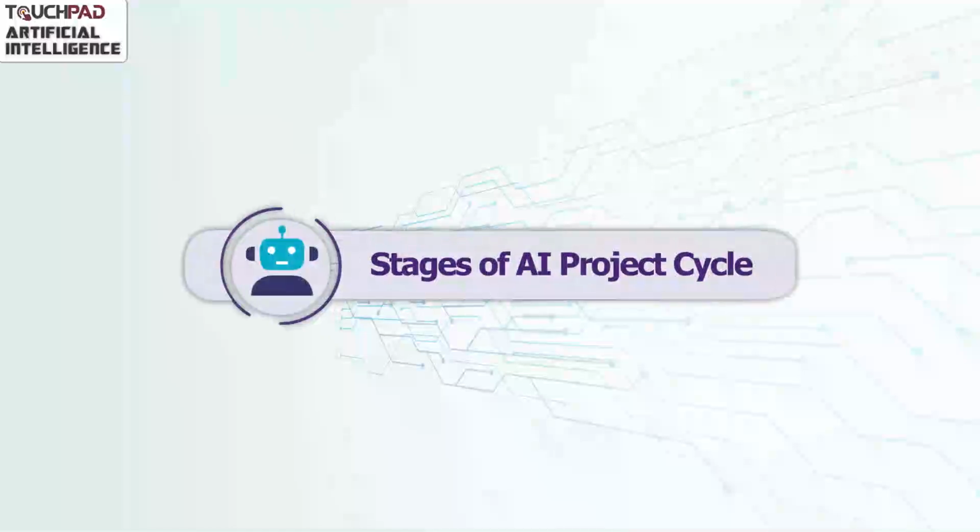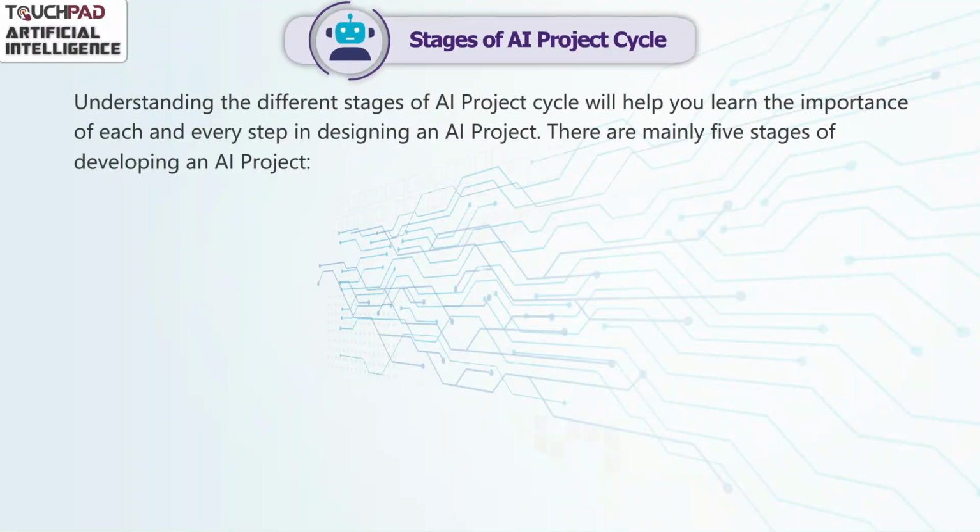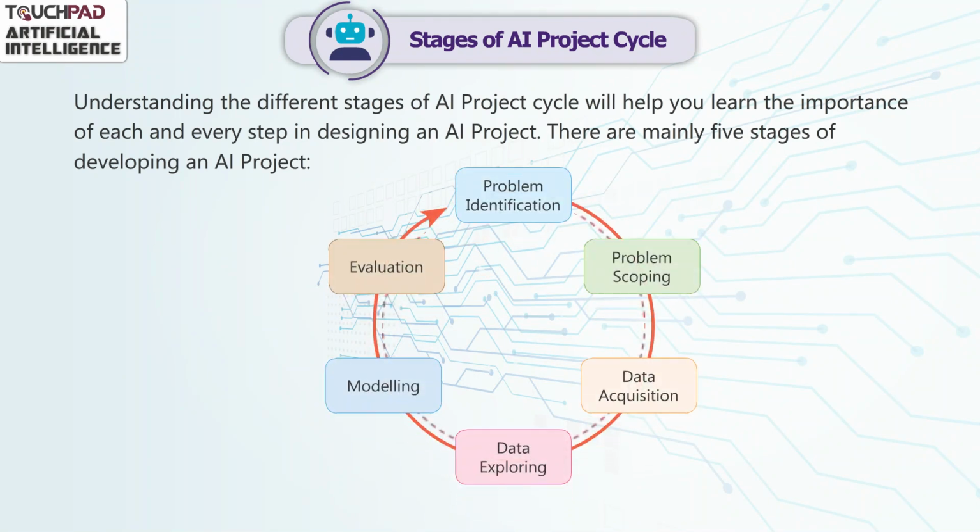Stages of AI project cycle. Understanding the different stages of AI project cycle will help you learn the importance of each and every step in designing an AI project. There are mainly 5 stages of developing an AI project.